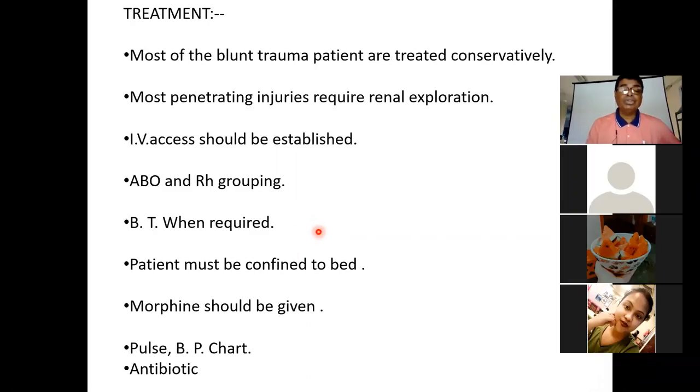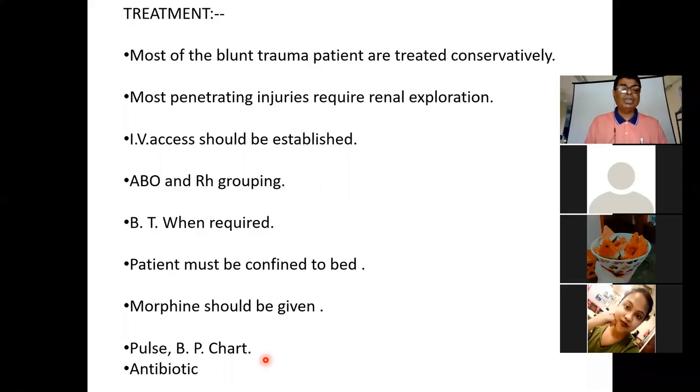And what is most important, we have to keep the patient in bed. Absolute bed rest. Absolute bed rest means there should not be any extra movement of the patient. For that you might have to give sedatives and strong analgesics so that the patient doesn't move in the bed. If he keeps moving his trunk, there will be further injury. There will be clot formation, and if he moves vigorously, this clot will dislodge and there will be further bleeding. So the patient should be confined to bed, mostly with sedatives and strong analgesics like morphine.